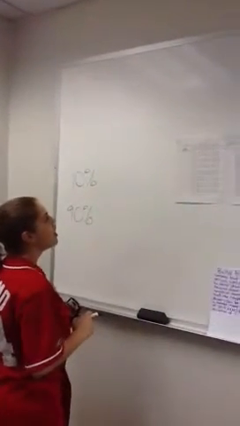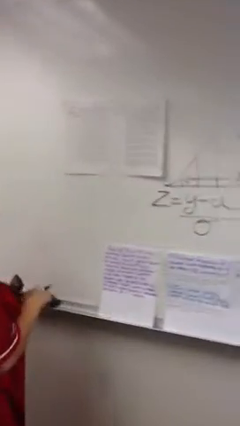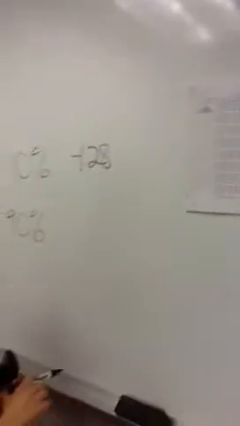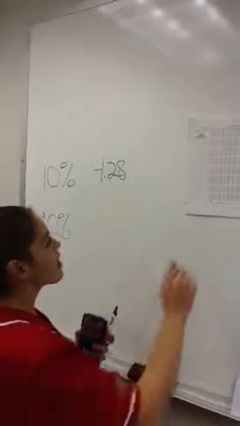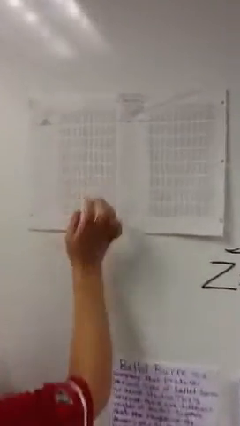So, you go to our Z table and find 0.1 for the area, which is this in the center. 0.1, this is the closest, so that is negative 1.28. And then you go to 0.9 for 90%, and that is right here, and that's the closest, so that's 1.28.